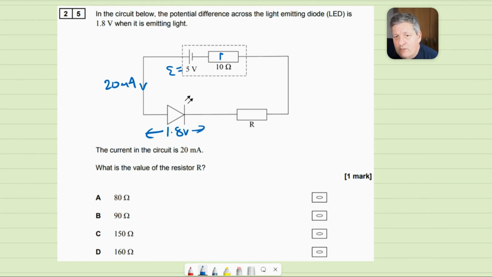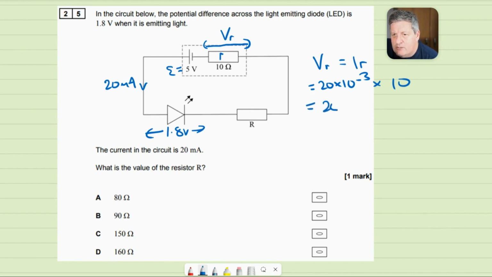We know that when there's a current flowing through the cell, and the cell has internal resistance, then there's going to be lost volts across the cell due to that internal resistance. And it will be a good idea to calculate that first, which we can do from V equals I times R. And we know the current is 20 milliamps, and we know the internal resistance is 10. So that's going to give us 20 times 10 to the minus 2 volts, or 0.2 volts. So we can mark that on here.